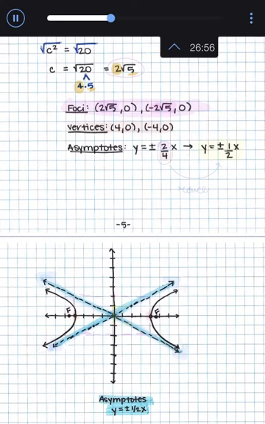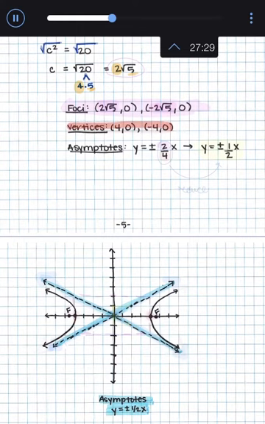So let's see how this affects our picture. We've got our A, our B, and our C, and we know our X comes first, so we should open left and right because that's our major axis. Our center was at 0, 0. Our A was 4. That means our vertices should be going out 4 in either direction. So that would put you at 4 to the left of 0 and 4 to the right of 0, which would put you at negative 4, 0, and 4, 0.